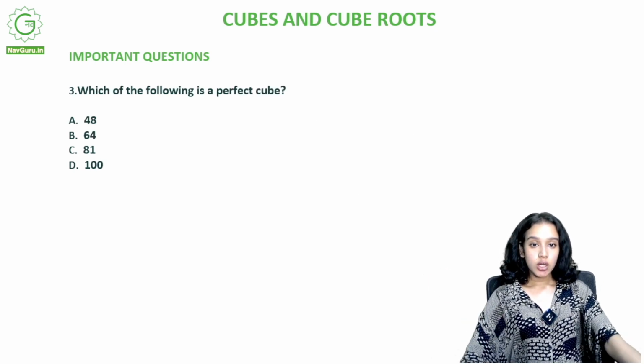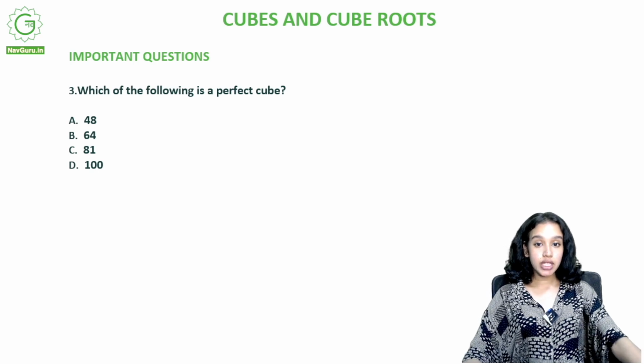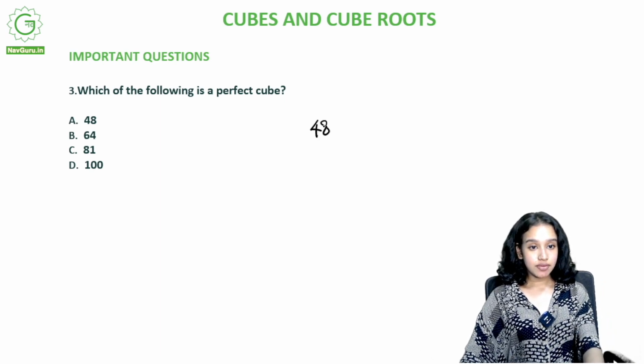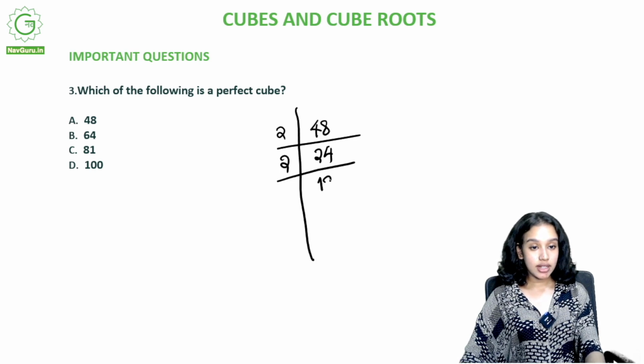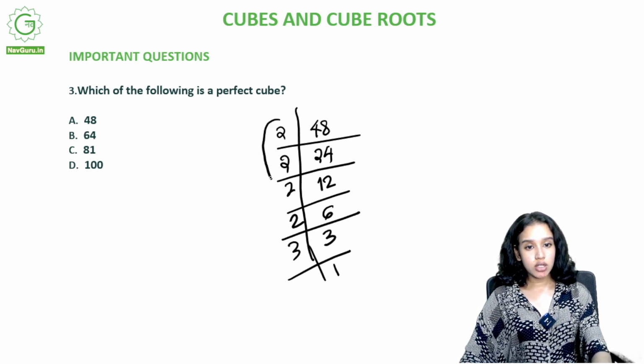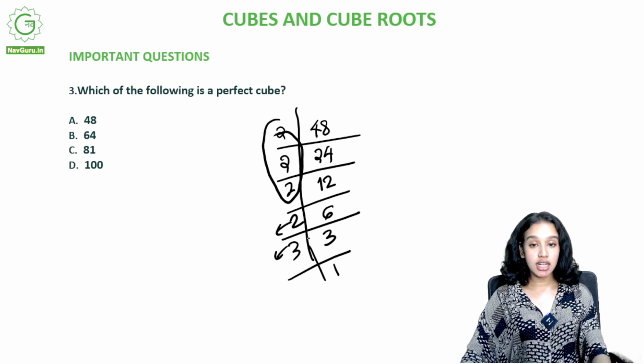Now, which of the following is a perfect cube? We have 4 numbers here, so let's check. 48. Let's do the prime factorization. Divided by 2, it's 24. Again by 2, we get 12. Again by 2, we get 6. Again by 2, we get 3. And by 3, we get 1. So we have a group of three 2's here, but we have a 2 into 3 left out.